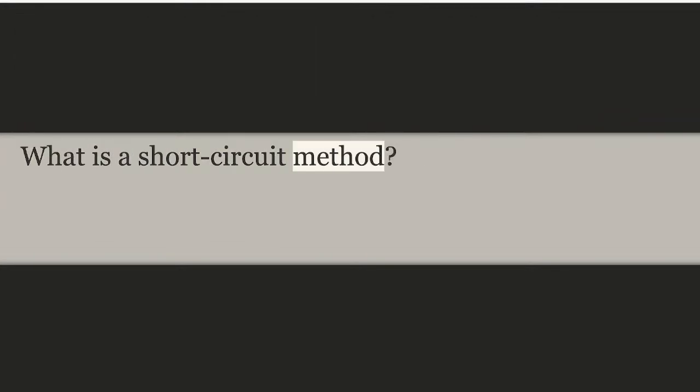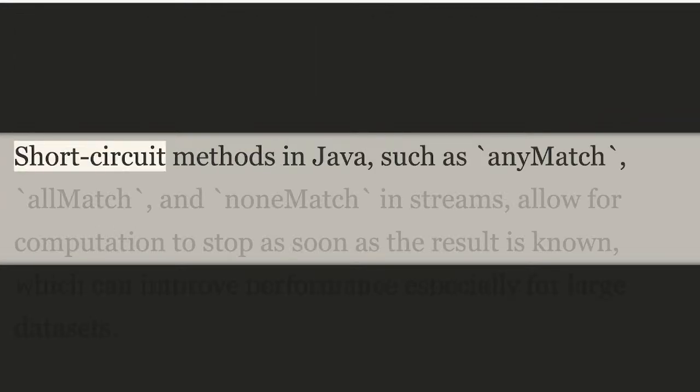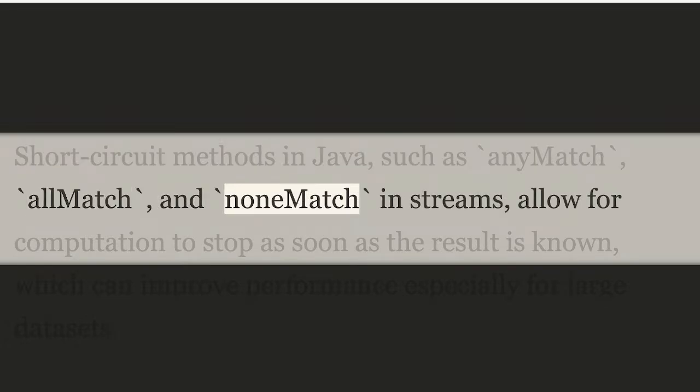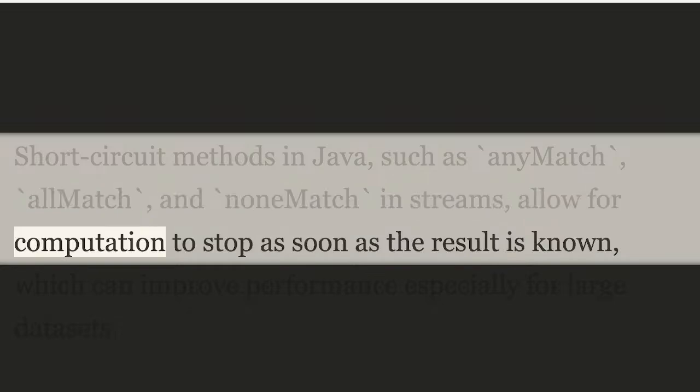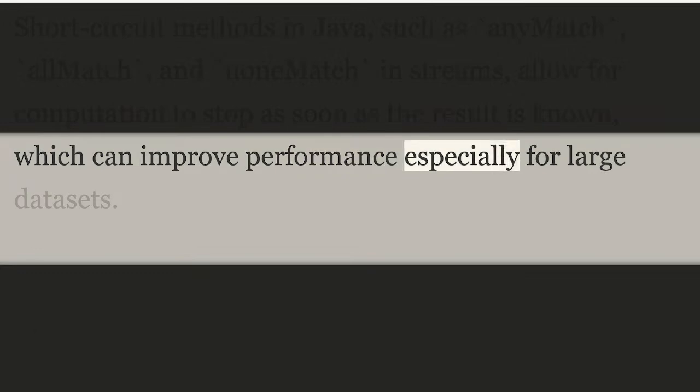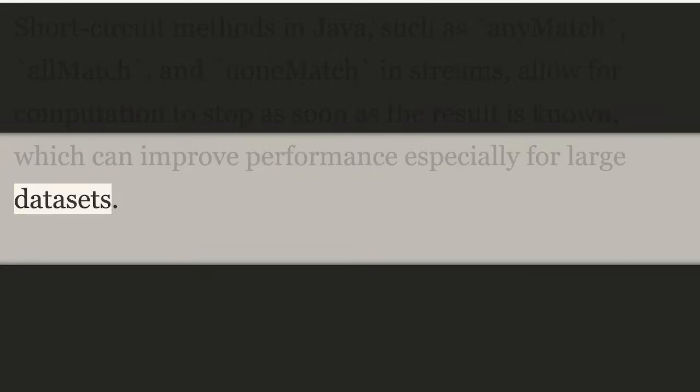What is a short-circuit method? Short-circuit methods in Java, such as anyMatch, allMatch, and noneMatch in streams, allow for computation to stop as soon as the result is known, which can improve performance especially for large datasets.